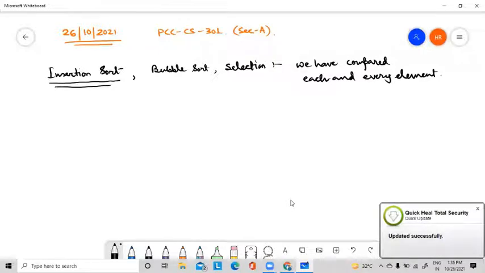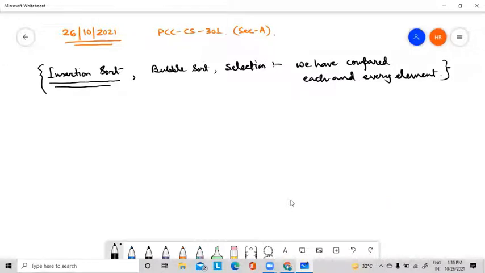So in these three types of sorting, we need the whole array, and we have to compare each and every element. That's why these three types of sorting belong to brute force algorithms. If you remember, in the first class I discussed there are different types of algorithms. One type deals with comparison of each and every element; those are called brute force algorithms. Today we will start with a new type of algorithm.